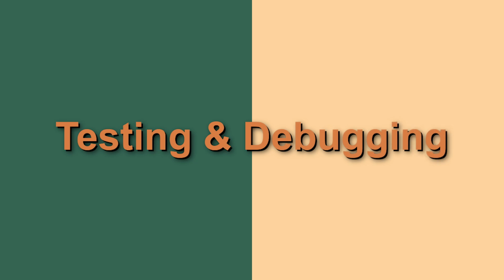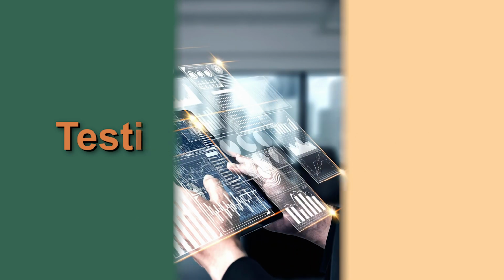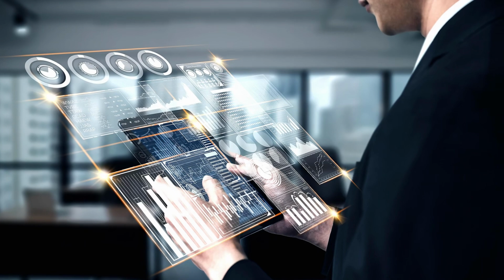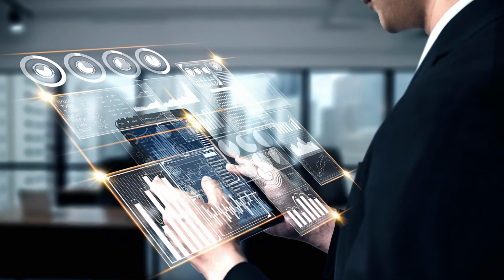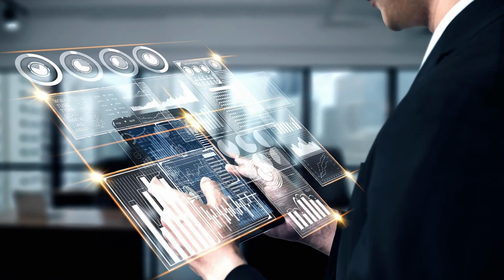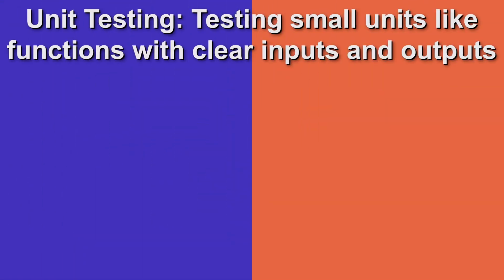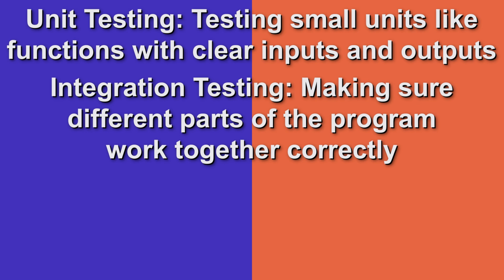Five, testing and debugging. Writing code without testing is like driving without a seatbelt. And debugging isn't just throwing in some print statements. Unit testing. Testing small units like functions with clear inputs and outputs. Integration testing. Making sure different parts of the program work together correctly.